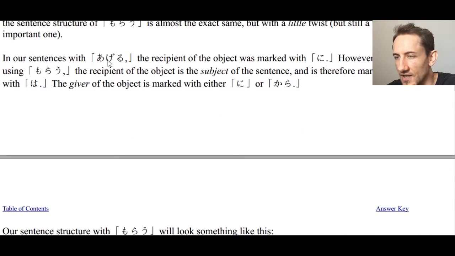Okay, so in our sentences with ageru, the recipient was marked with ni. The person who got the object was marked with ni. But when we use morau, the recipient of the gift or the object is the subject of the sentence and is therefore marked with wa. Okay, and the person who gives is marked with ni. Or you can even use kara. You can use ni or kara, both.